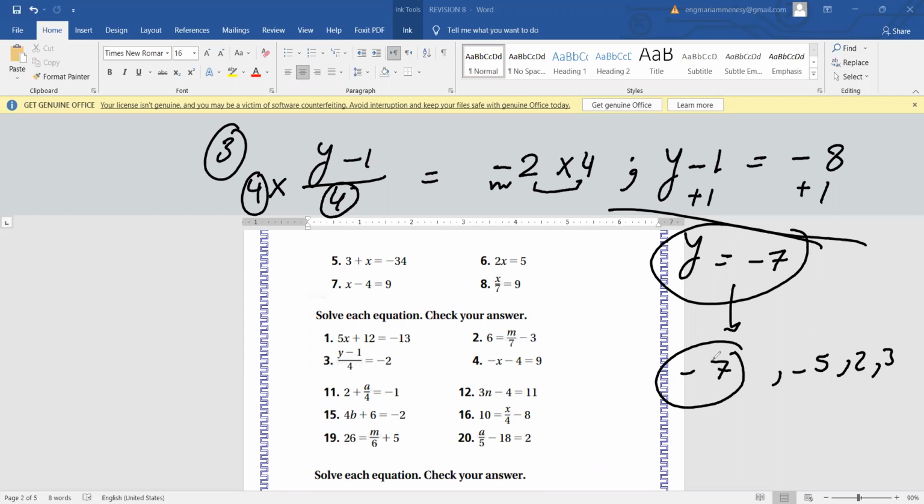You must answer all questions, my dear. If this isn't the answer, try negative 5. If not, try 2, try 3. Okay. Do you understand what I say?